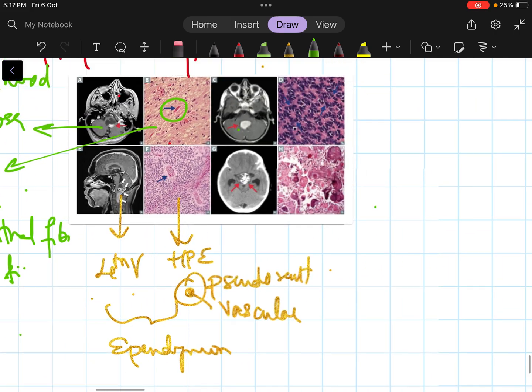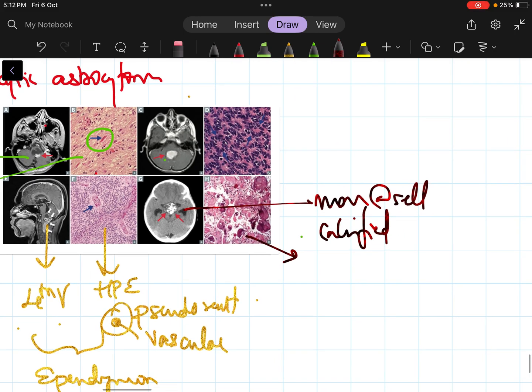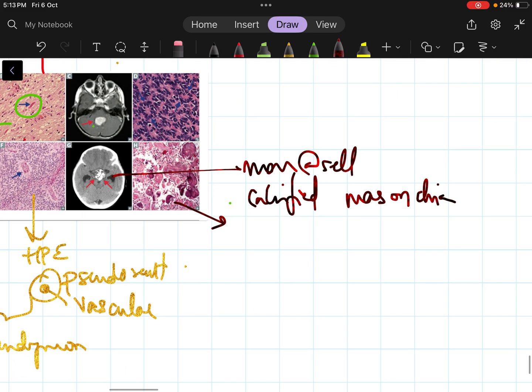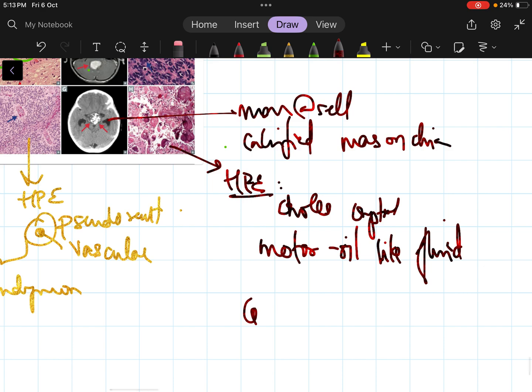Again you have another mass at the sella, which is calcified and may also have mass effect on the chiasma causing hemianopias. But on histopathological examination you have cholesterol crystals giving a motor oil like fluid appearance. These are classical findings of craniopharyngioma, which is a remnant of Rathke's pouch.